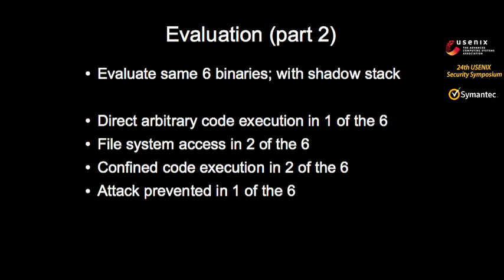But this time, instead of being able to execute arbitrary code in the remaining cases, we can do what we call confined code execution in 2 of the 6 cases. And what we mean by confined code execution is we can sort of do arbitrary computation within the current process, but we can't really escape the current process and execute arbitrary code on the machine. So we've sort of sandboxed the issue to this one process. So we can replicate the sort of Heartbleed style vulnerabilities within the current process, but we can't do much more than that. And then in the same one case, the attack was prevented.